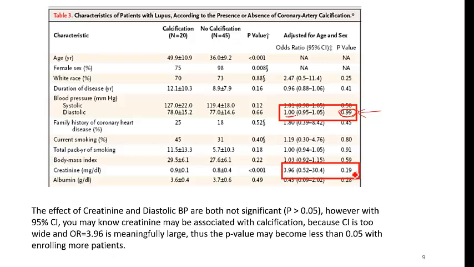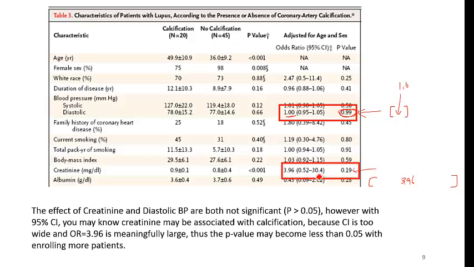The other case, creatinine. The p-value is greater than 0.05. It's not significant, and the confidence interval is so large. The middle value is 3.96. And here, diastolic blood pressure, right in the middle is a ratio of 1, and the confidence interval is narrower, right? So which variable do you think is promising?